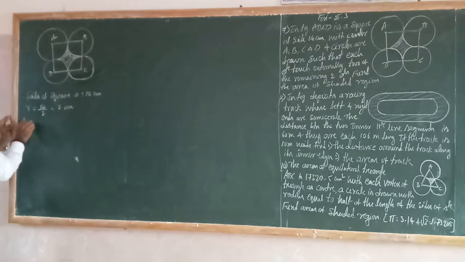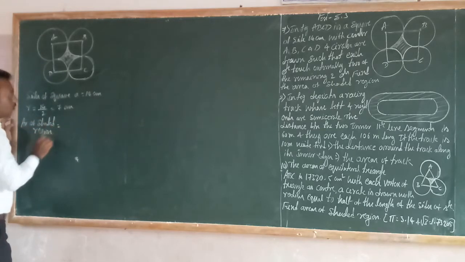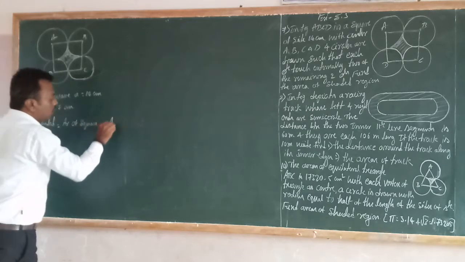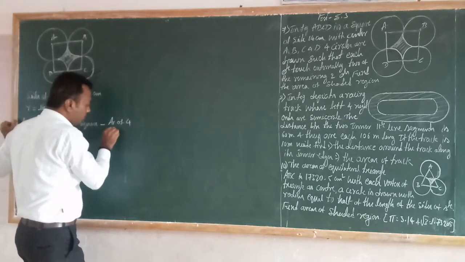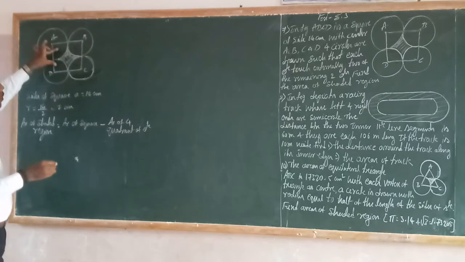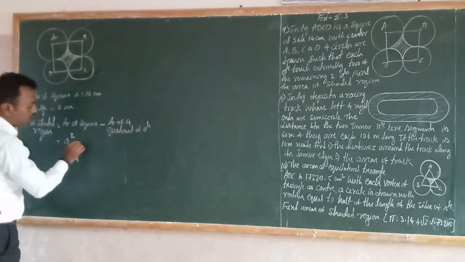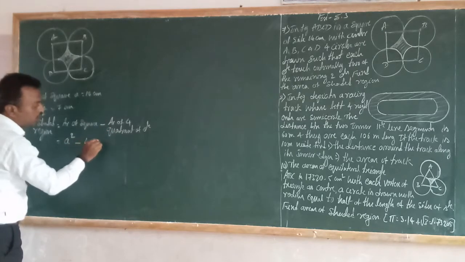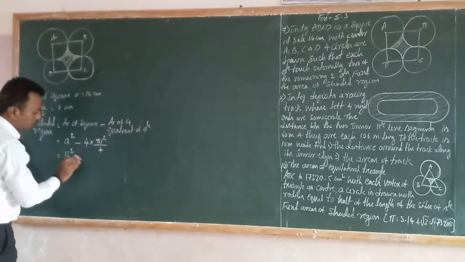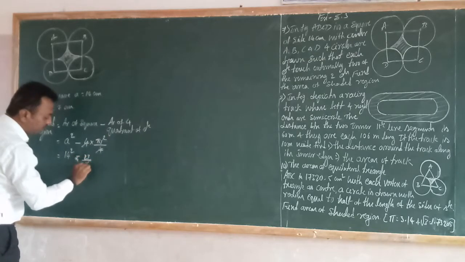So, very simple. Area of shaded region is equal to area of square minus area of four quadrants of a circle. Area of the square is side squared, minus 4 into the quadrant, which is pi r squared by 4. Side squared means 14 squared, minus, the 4 gets cancelled, what remains is pi r squared. Pi r squared means 22 by 7 into r squared, that is 7 into 7, the radius of the circle.